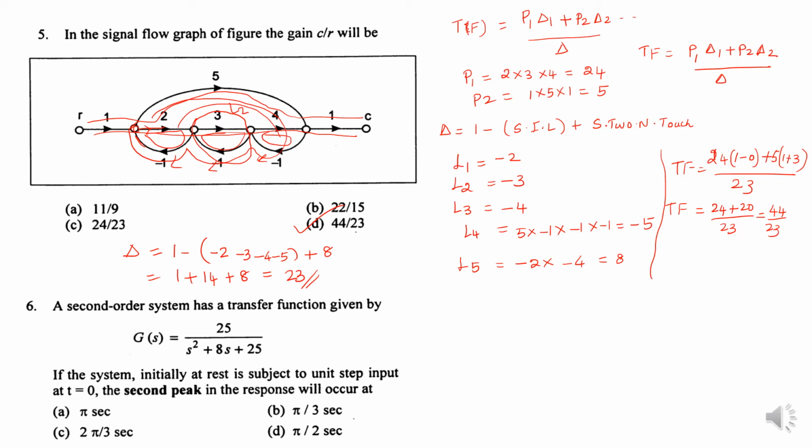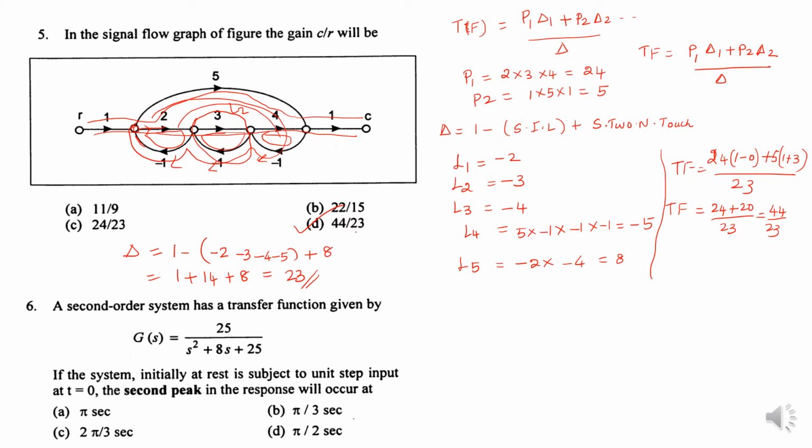Next, problem number 6. A second order system has a transfer function given by G of s equal to 25 divided by s square plus 8s plus 25. If the system, initially at rest, is subjected to a unit step input at t equal to 0, the second peak in the response will occur at.